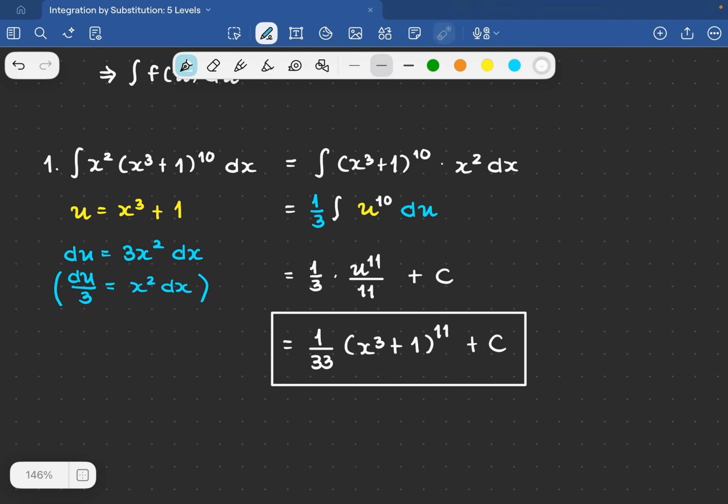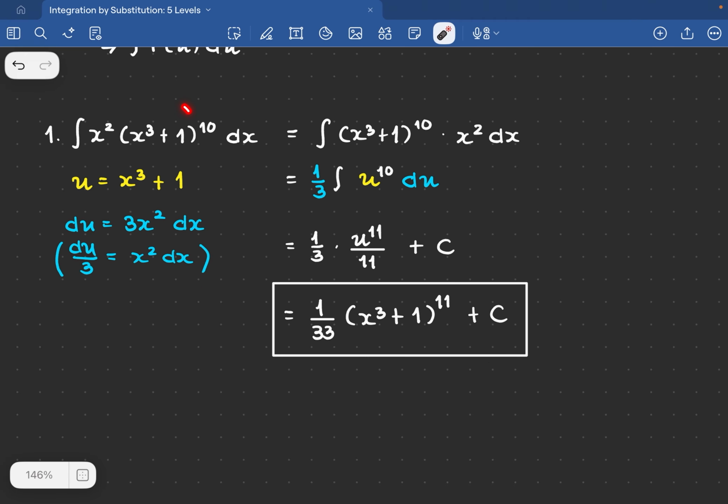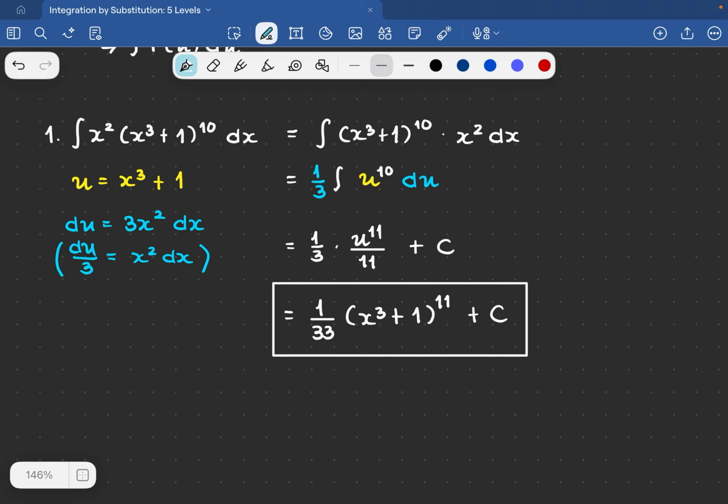Okay, so there you go. Take note here that another way to solve this is to expand this x cubed plus 1 raised to 10, and then you won't need to apply the substitution rule. But that is kind of hard since you'll need to recall how to expand when you raise something to 10. So that one is a bit complicated. This one is more compact and clean.